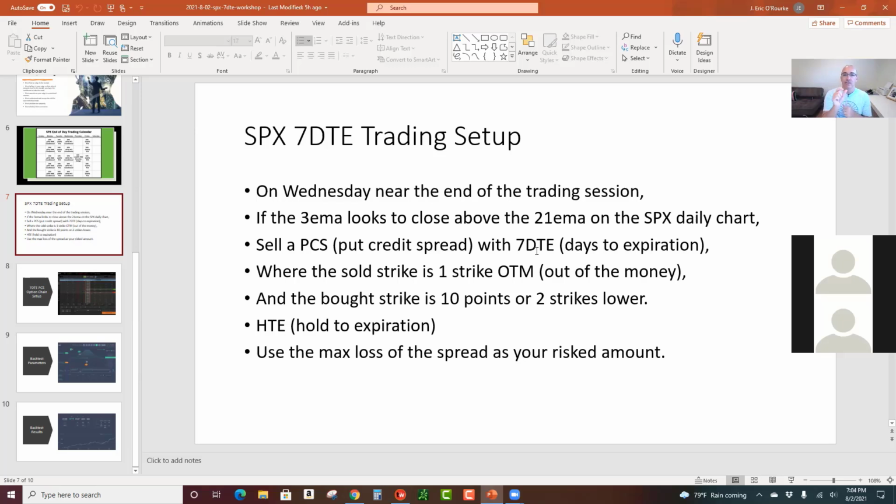In the software, we put delta 48, and usually, and I have a picture of this here in a second, but usually the delta 47 or 49, you basically want the one that's just out of the money. And the bought strike is going to be 10 points lower, or that's the one that I was going to be doing. You can also do 5 points lower, depends on what you want to do. And the backtest is hold to expiration. But as I said, there are times where I will take profits early.